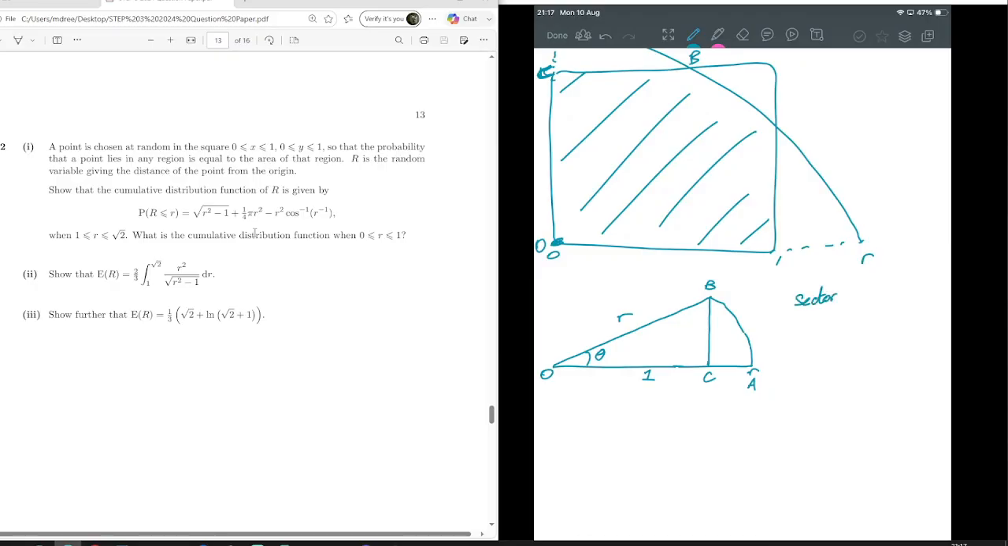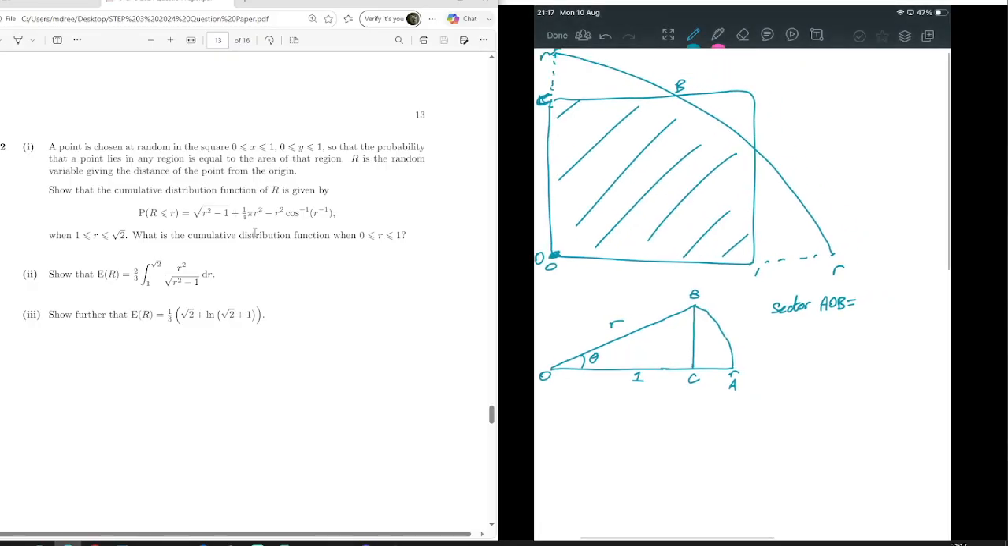So the sector AOB is going to have an area of half theta r squared, provided that I'm in radians. Now, it doesn't say anywhere, but I'm going to insist that I'm in radians for theta. I don't know what theta is yet. I can certainly work it out. I should probably do that earlier rather than later.